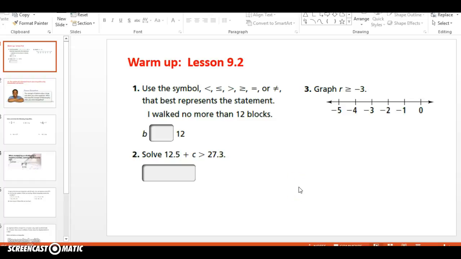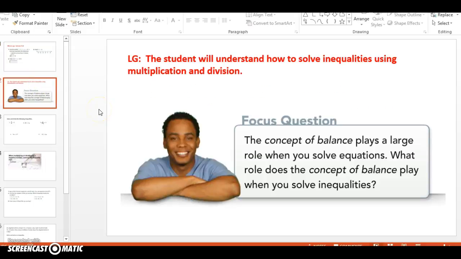All right, so the learning goal today is that we will be able to solve one-step inequalities involving multiplication and division. Okay, so the last time we focused on just adding and subtracting.